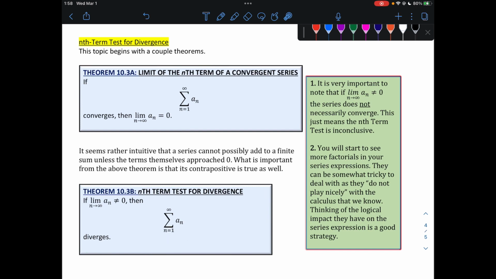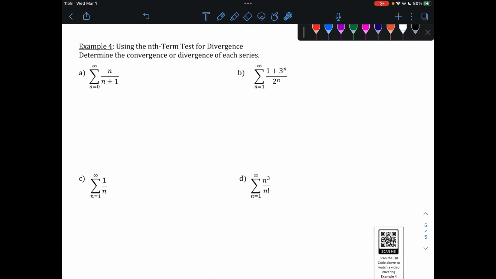Okay, another quick note on the side over there. We're going to start to see a lot more factorials soon. As you can see, they don't work well with all of our calculus that we know. So what we want to do is think, how do they impact the series that we're looking at here? That's really the best way we can think about it. We just have to think our way through anytime we see a factorial. Okay, so let's take a look at the nth term test.